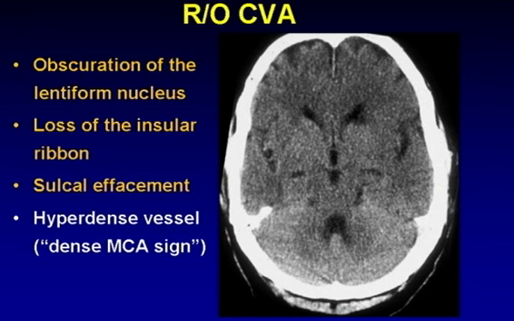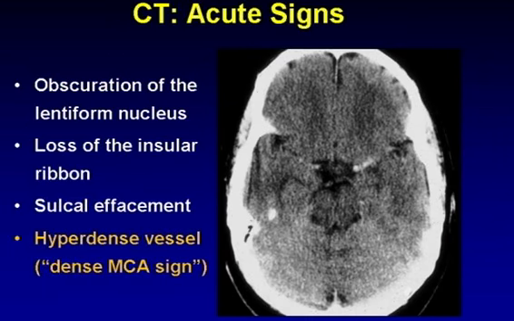So on the left side, we see that there's some obscuration of the lentiform nucleus. There's loss of the insular ribbon sign. There's some effacement of the sulci. These are pretty subtle, but you've got to look very, very carefully. And I've missed some of these signs, particularly on Saturday mornings when we're on call on the weekend. The other sign is obviously the dense MCA sign, which again is a little easier to pick up, but obviously look for that as well very carefully.